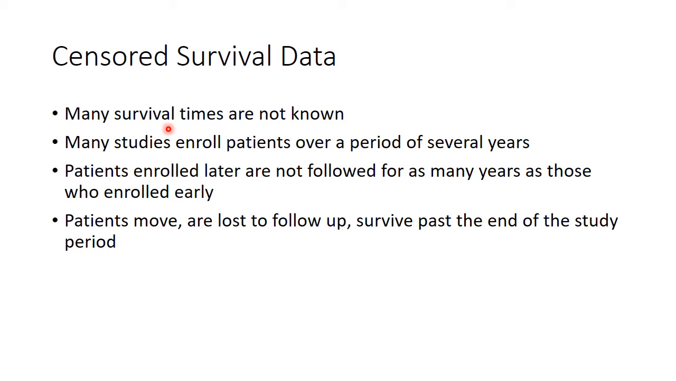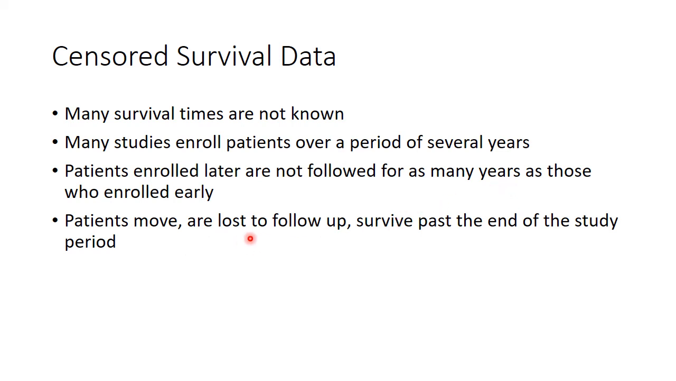Sometimes survival times are not going to be known. Sometimes you lose patients to follow-up. Sometimes they move away. You may not have all the data that you really need there. You'll find that many studies have a rolling enrollment period, where they will be taking new patients into the study over a period of several years as they become available. Patients who enroll later will not be followed as long because they are going to be closer to the end of the study period. So they don't get followed as many years as those who enrolled early. And that could be one reason why I have some censored data.